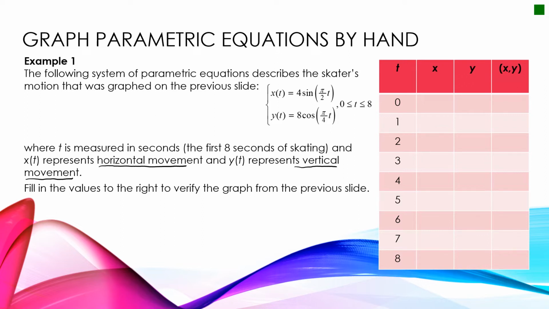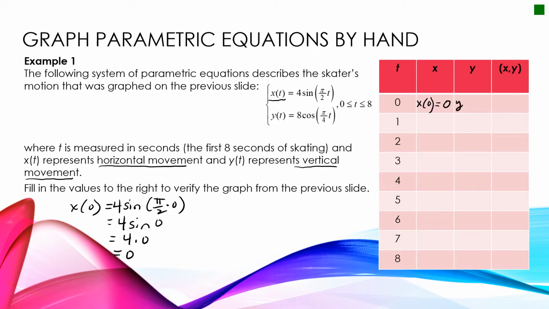If I were to put 0 into the x of t function, in other words, what is x of 0? Now I'm not going to have room to do all of that work, so you're going to want to do some of this yourself, but let me just do a couple of the beginning ones. x of 0 would be equal to 4 times the sine of pi over 2 times 0. So that gives me 4 times the sine of 0, and the sine of 0 is 0, and 4 times 0, of course, is 0. So x of 0 is 0.